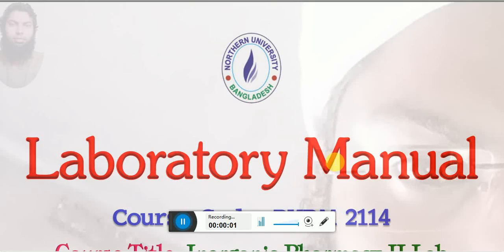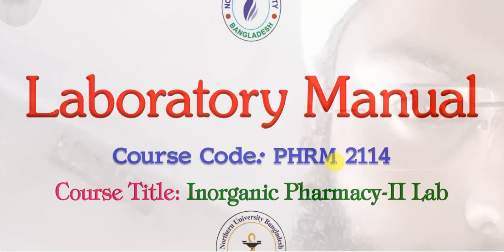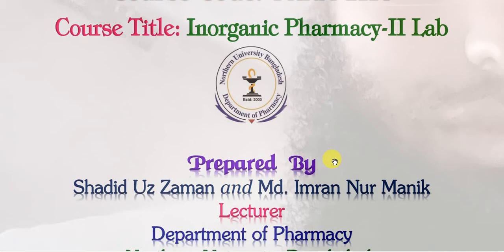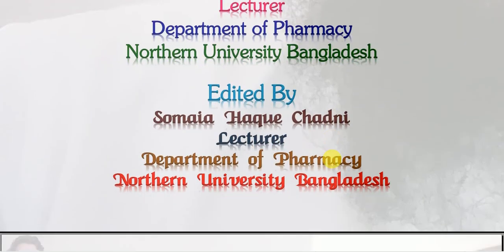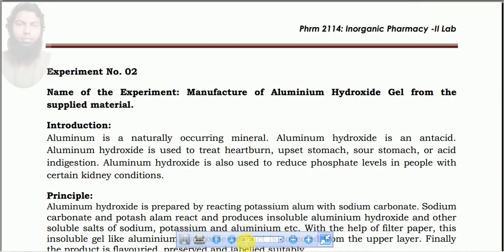Very warm welcome to the theoretical session for the laboratory manual entitled Inorganic Pharmacy 2 Lab. Today we are going to discuss the theoretical part for experiment number 2. Experiment number 2 is the manufacture of aluminium hydroxide gel from the supplied material. So let's start with the theoretical part for experiment number 2.